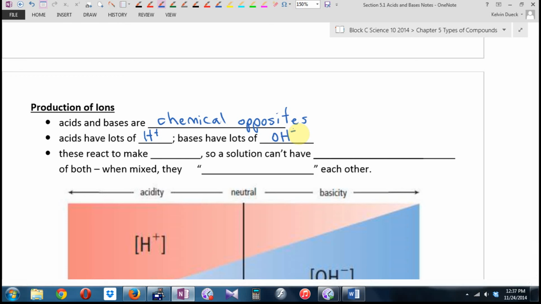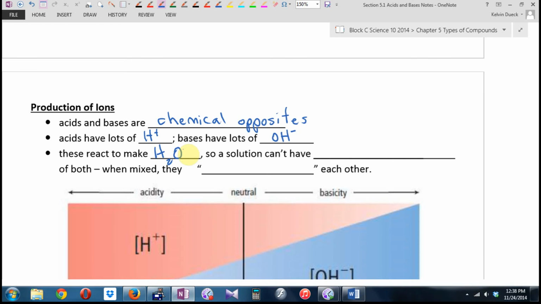Now here's the nice thing. If you mix an acid and a base together, what would you get if you add H plus O plus H? When you mix acids and bases, it turns out one of the products is water. Kind of nice.